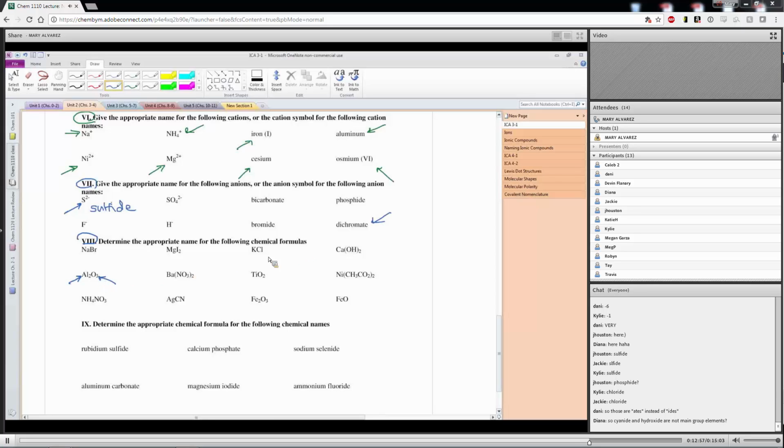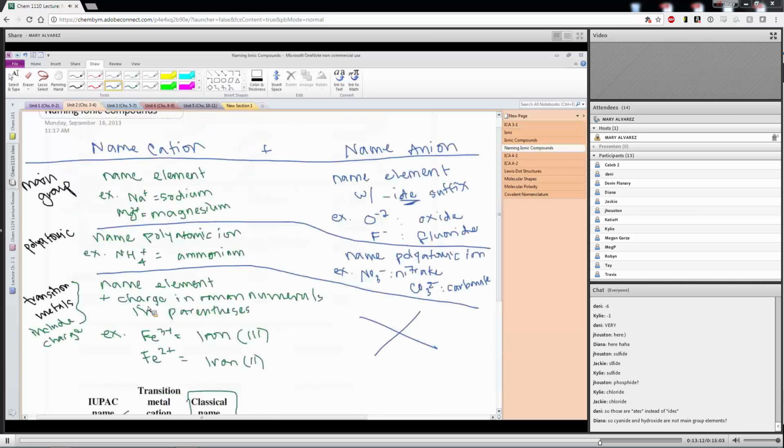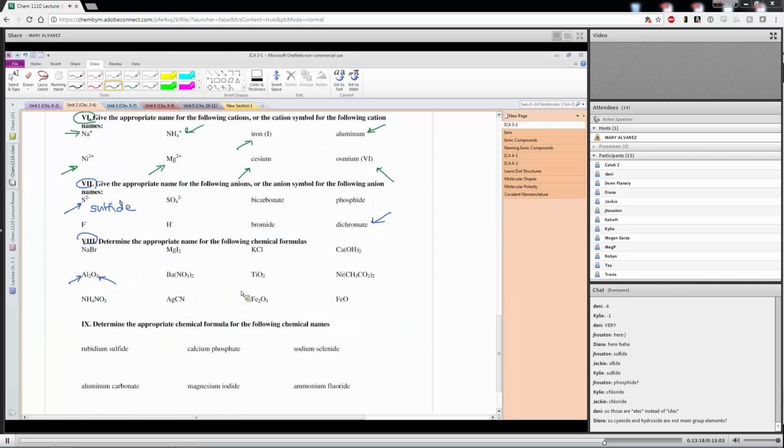If you know that it's a polyatomic, then you better know the polyatomic name. If you know it's a main group, then you better know the main group name. If you know that it's a transition metal, then you better know the transition metal name and charge, because that's an extra part of how we name that compound, all right? So that's how we're going to do each of these.